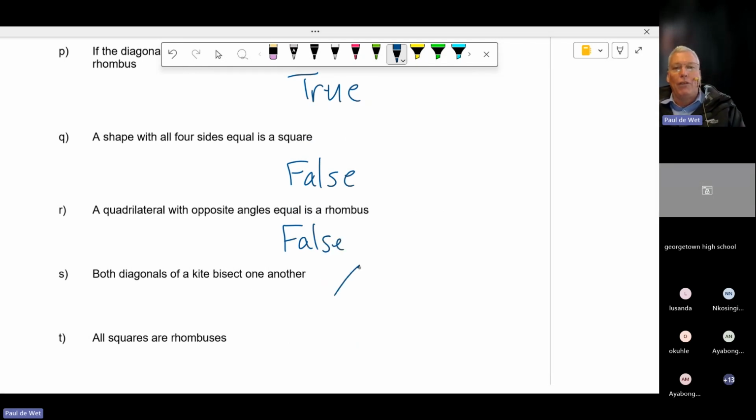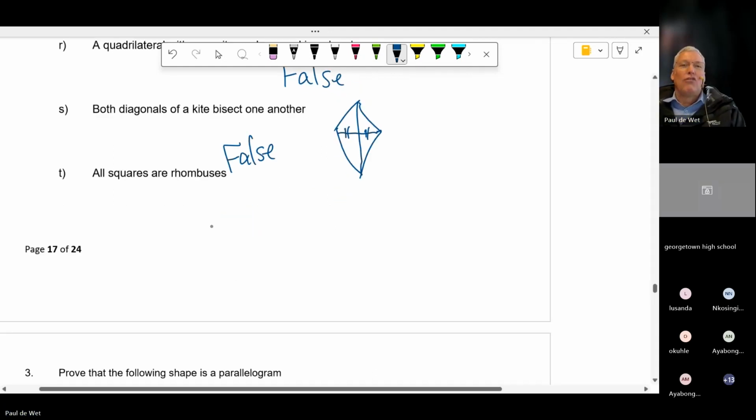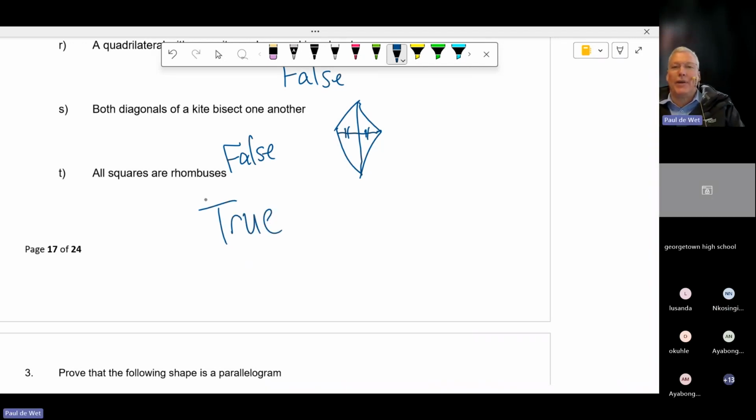Both diagonals of a kite bisect one another. False, guys. This one does, this one does not. All squares are rhombuses. True.